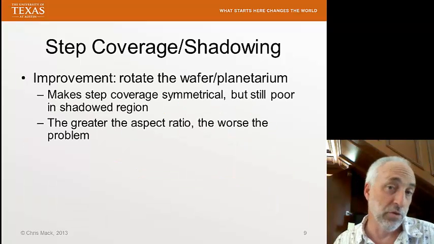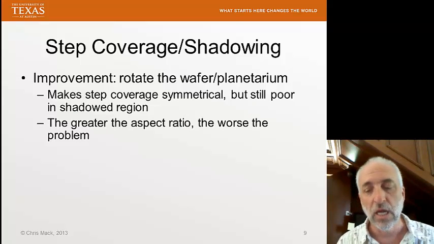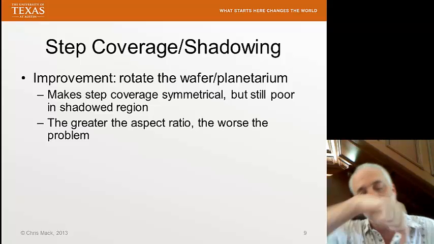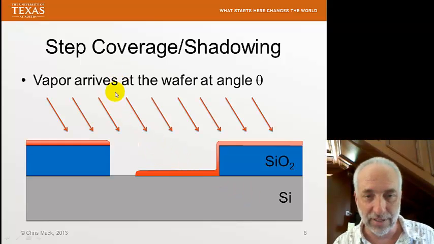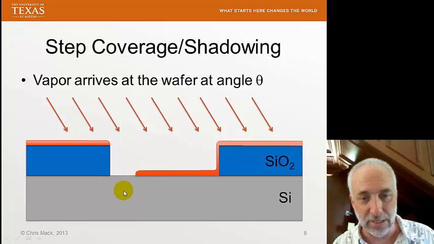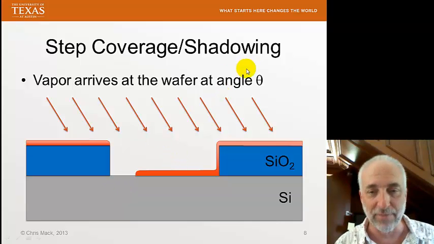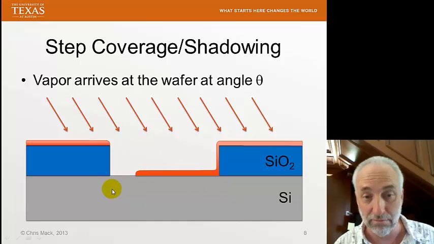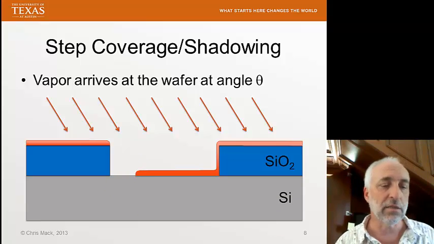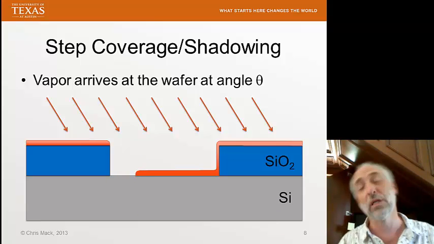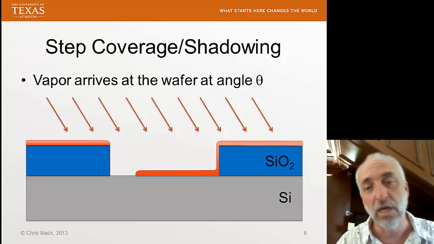Well, one thing we could do is rotate the wafer. Particularly in a planetarium, we can rotate so that at some point in time, if the angle's coming from here and I miss this area and it's in the shadow, if I then rotate the wafer by 180 degrees, now I'll have the exact opposite. It'll be this side that's in the shadow and this side will get deposition occurring. So I can sort of fix the shadowing. Really what I can do is make the shadowing the same, a symmetric amount of shadowing on both sides.